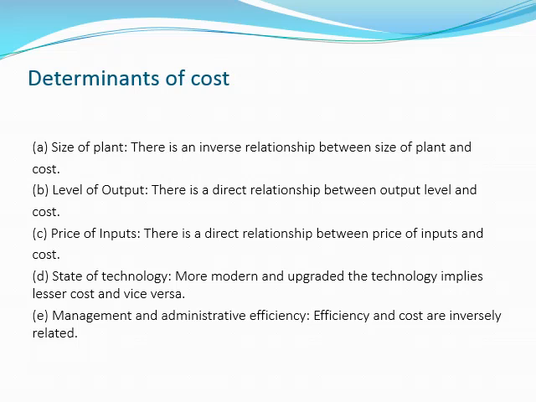Two. Level of output. There is a direct relation between output level and cost. Three. Price of inputs. Assumed to be direct. There is a direct relationship between price of inputs and cost. Somehow, price is the compensation of output of cost.